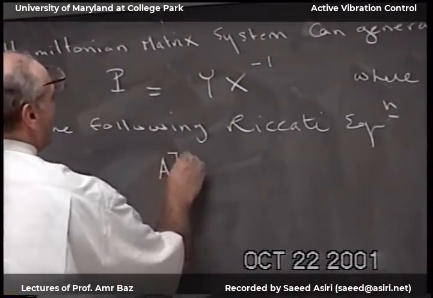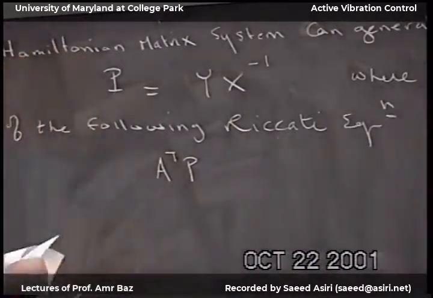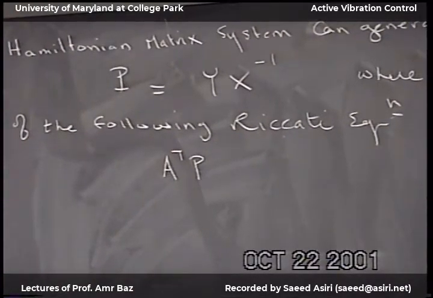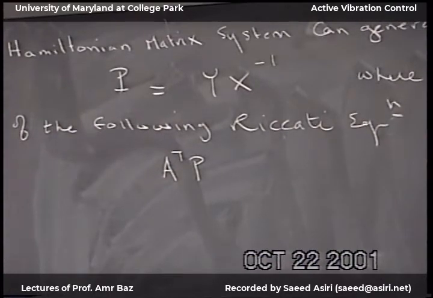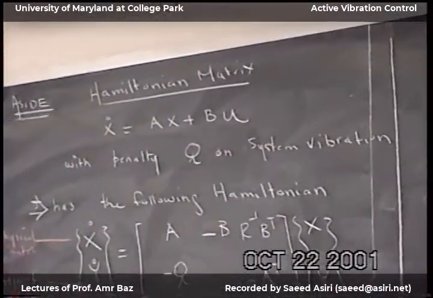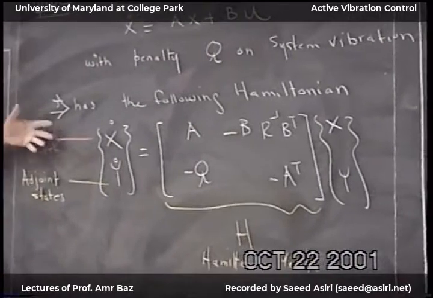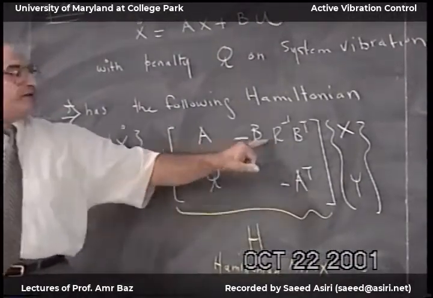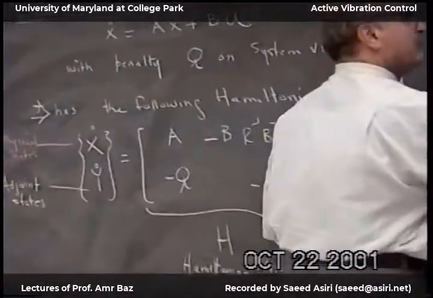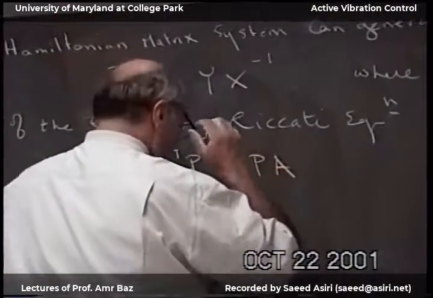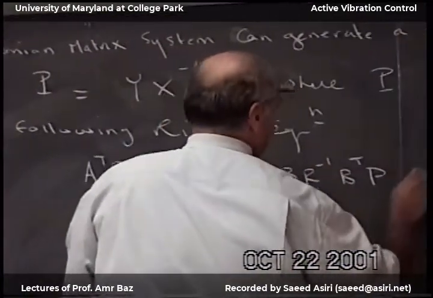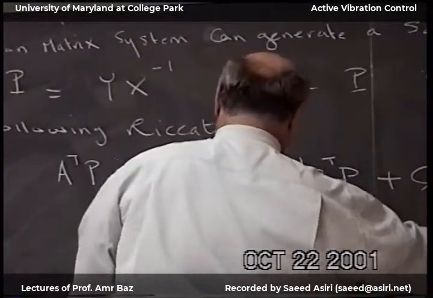Is that the inverse of a transpose, or the inverse of a vector, of a matrix? These are matrices. This has the physical meaning of a state vector, but it's not a vector. This is a matrix, this is a matrix and a matrix. We'll show you how this is generated. A transpose P plus P A minus P B R inverse B transpose P plus Q is equal to 0.